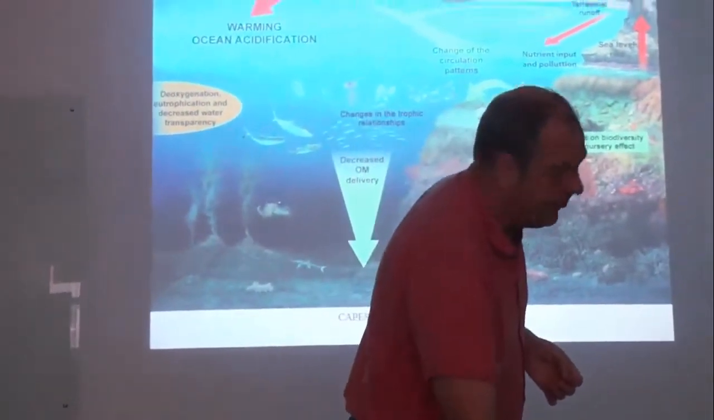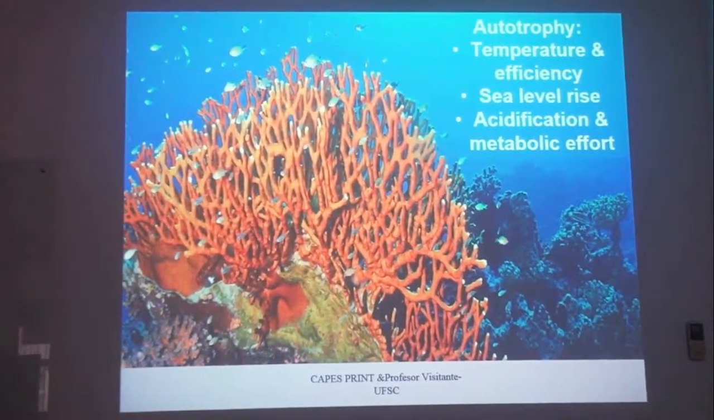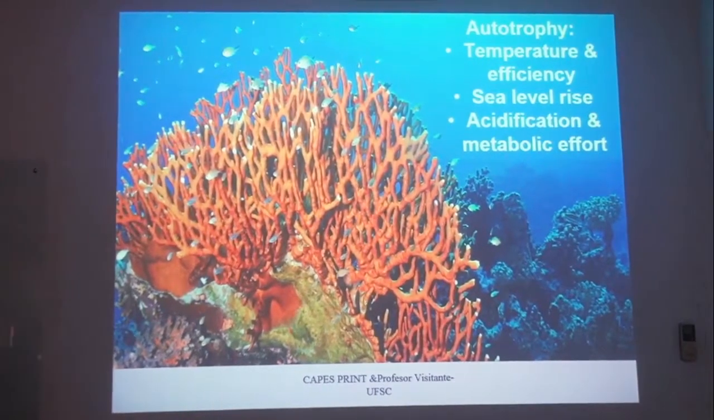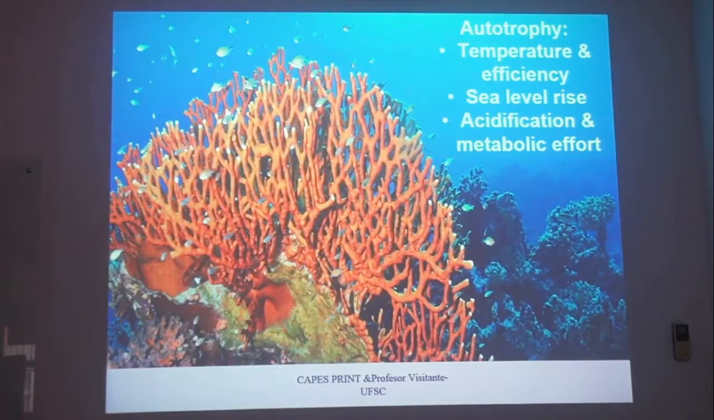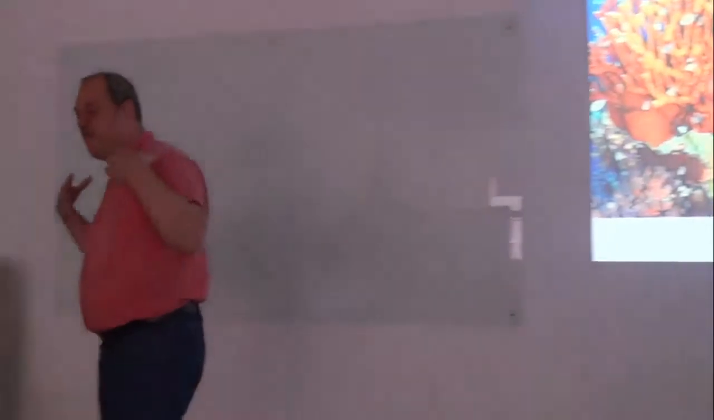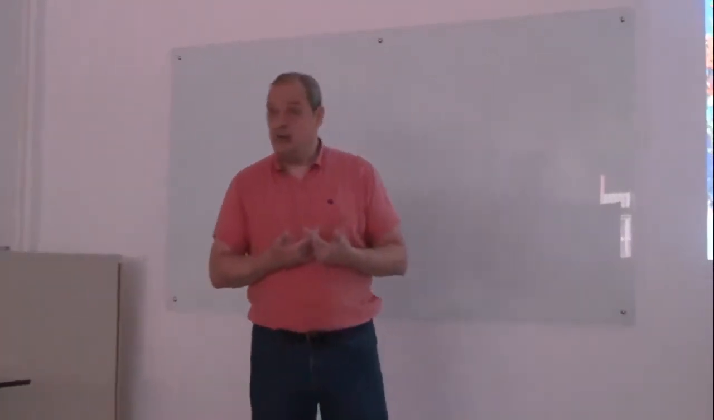to carry on. The first thing is autotrophy. Temperature and efficiency, sea level rise, and acidification and metabolic effort is one of the main problems of, for example, stony corals. Stony corals are too efficient, and other structural organisms, like for example this kind of hydrocoral, in which you have very efficient structures to harvest light. So efficient that now with the warming of the water column, they are impacted by bleaching. Okay, this is one of the main things that we have to understand.